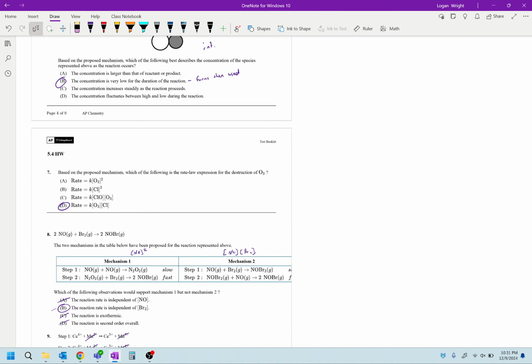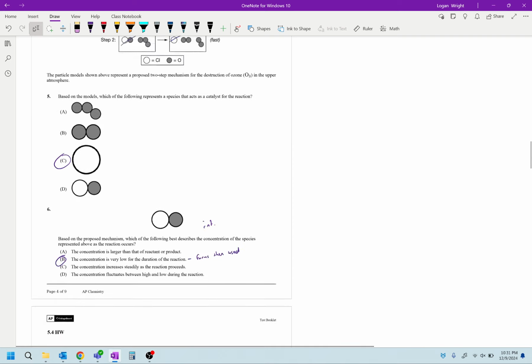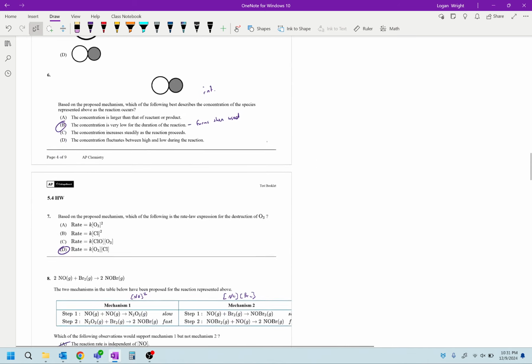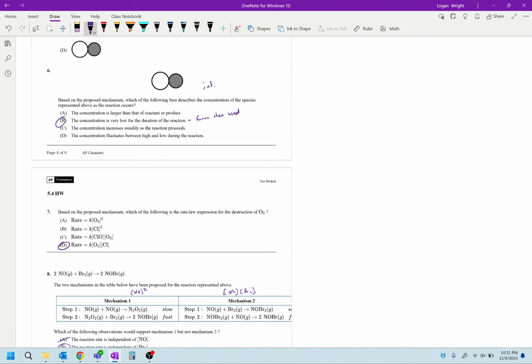And then for this same equation, what is the rate law for the destruction of O3? Well, you just look at the slow step, and it would be the concentration of ozone and the concentration of the monatomic chlorine. Ozone, chlorine. So D is the answer.